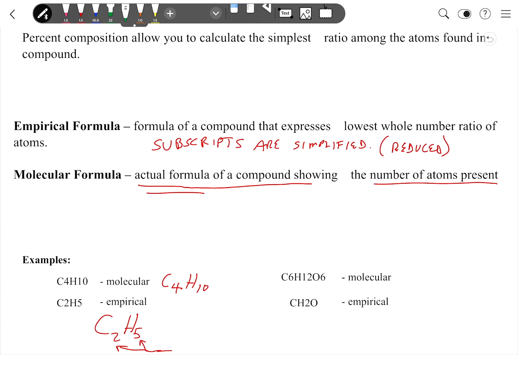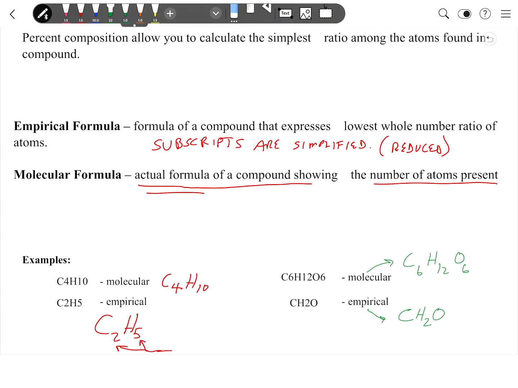On the right side, we have C6H12O6. That is the molecular formula. If we wanted to make this an empirical formula, we would have to reduce those subscripts down to the lowest whole number ratio. The carbon, the hydrogen, and the oxygen in this example can all be divided by 6. And if we do that, we have our new compound CH2O, and that is the empirical formula from the molecular formula C6H12O6.